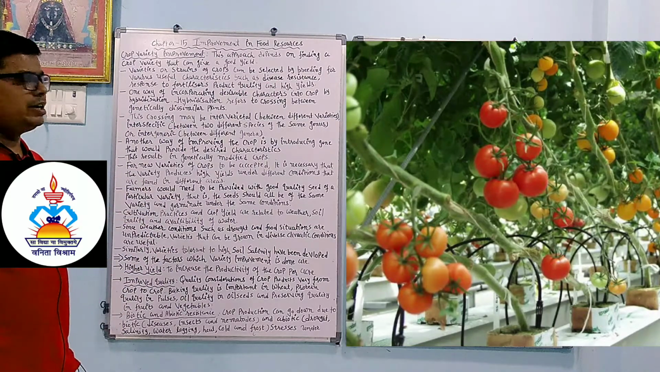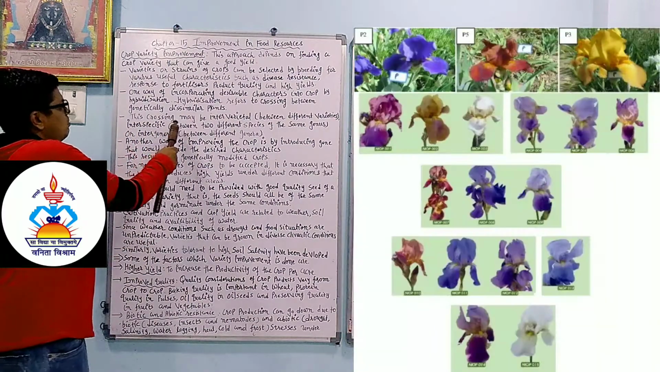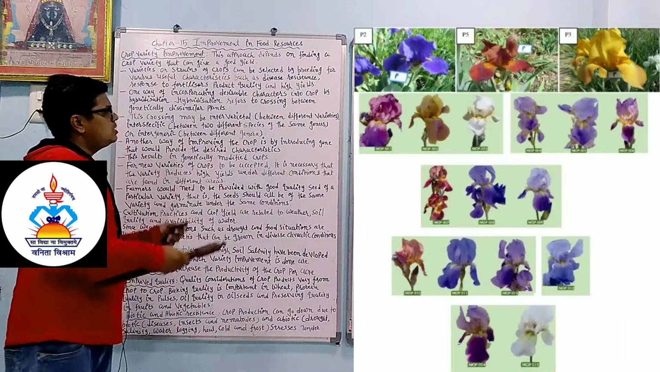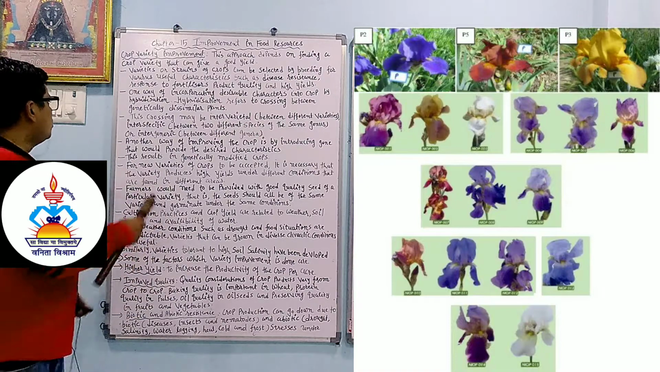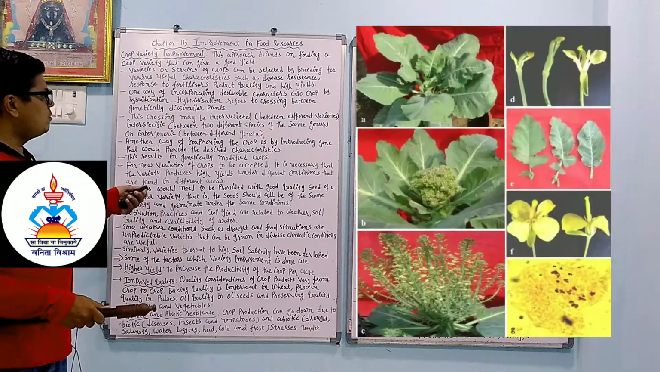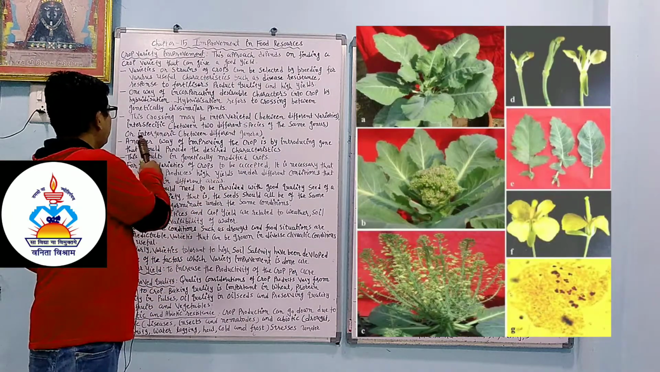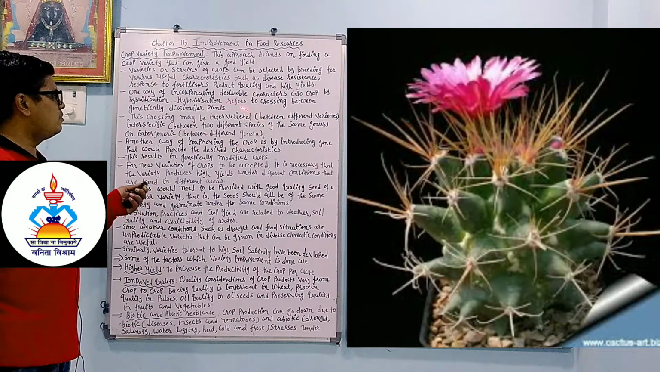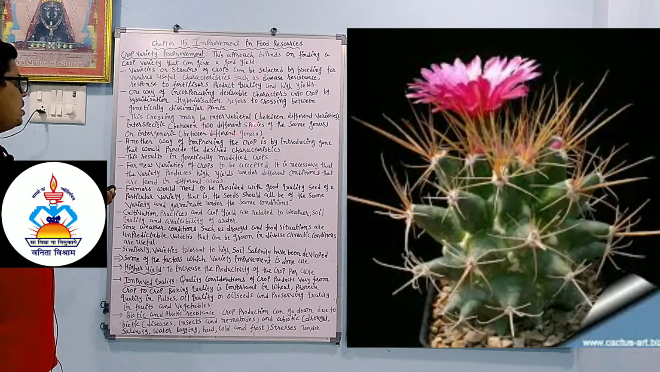A desirable characteristic. This crossing may be intervarietal, meaning between two different varieties, or interspecific, between two different species of the same genus, or intergeneric, between two different genera. So we can carry out hybridization between intervarietal, interspecific or intergeneric.